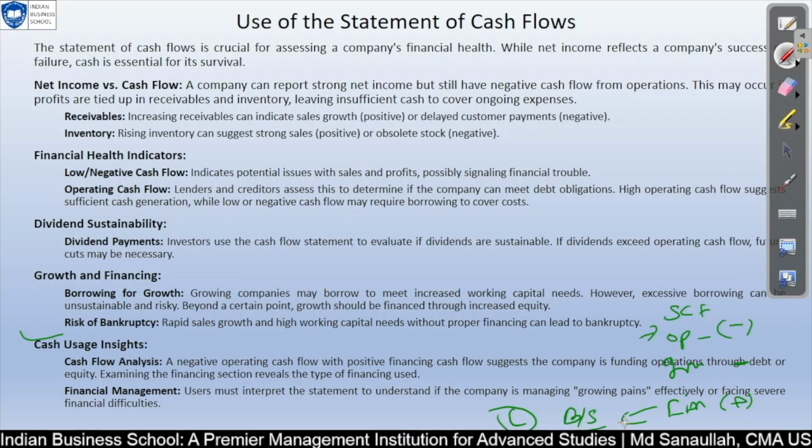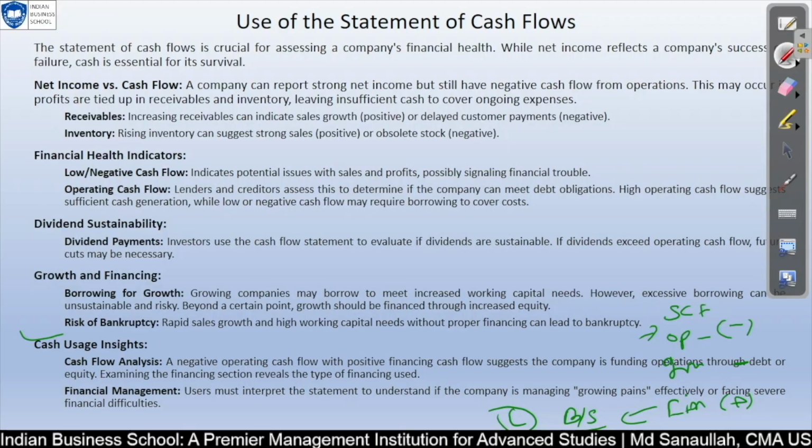An examination of the financing section of the statement will reveal whether debt or equity is being used. A user of the cash flow statement needs to be able to interpret what he or she is seeing in the statement in order to determine whether the company has growing pains that can be handled through appropriately maintaining their financing, and if so, whether the company's financing is appropriate or whether the company is developing serious financing difficulty that could lead to bankruptcy. So this is the overall usage with regard to cash insight.